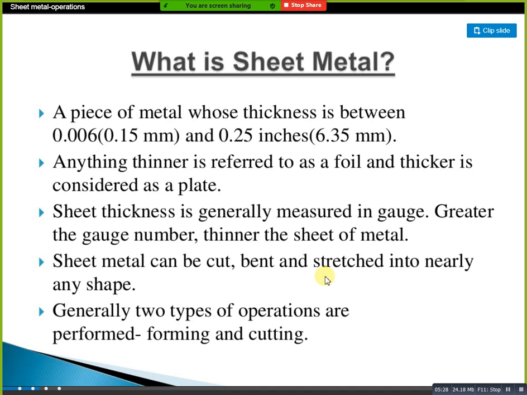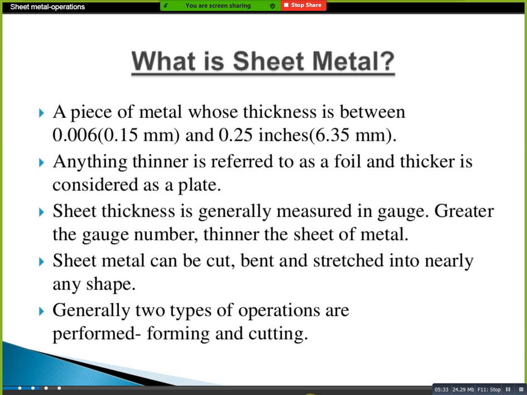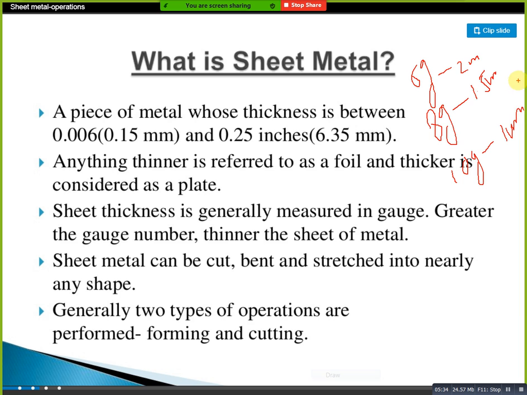For example, I will show. In the 6 gauge condition we have 2 mm or 1 mm thickness. For 8 gauge you get only 1.5 mm. For 10 gauge you get only 1 mm, like this. Automatically the thickness of the sheet decreases. If the gauge number is high, our thickness decreases. That's why you should remember this.